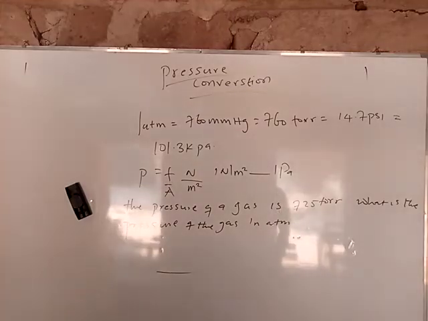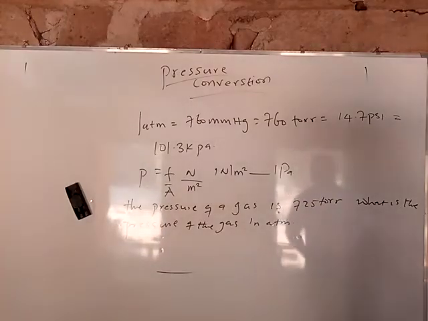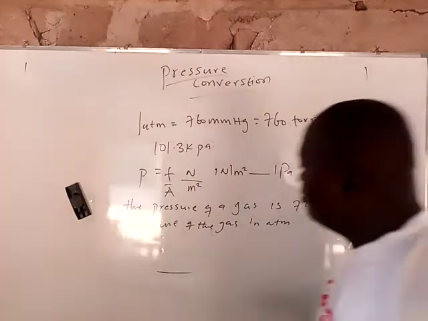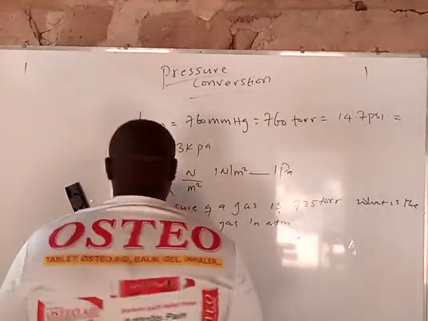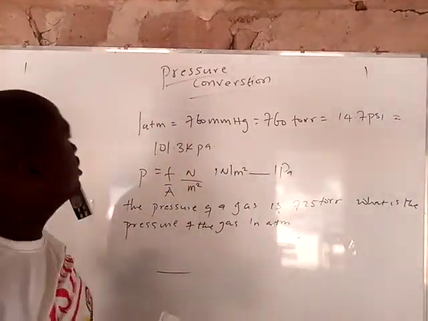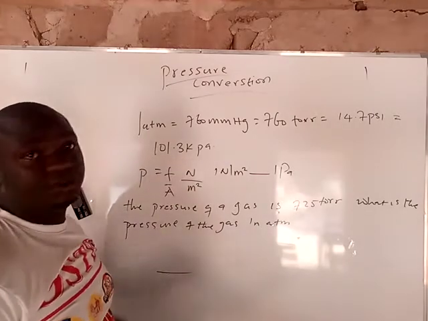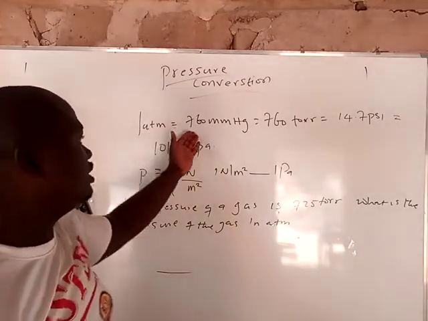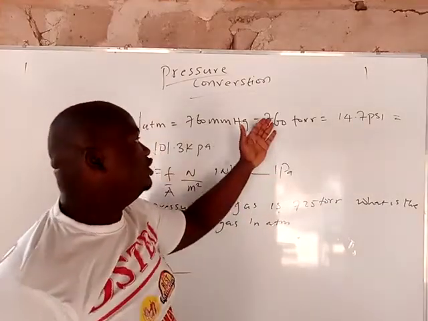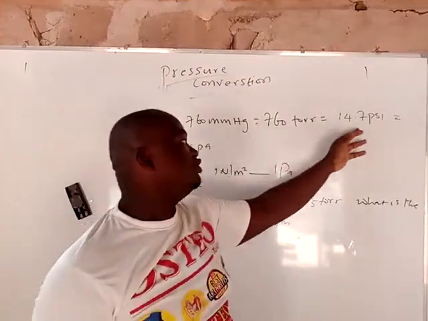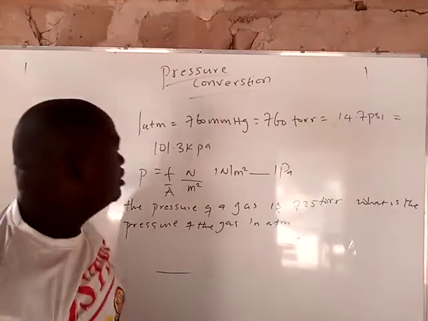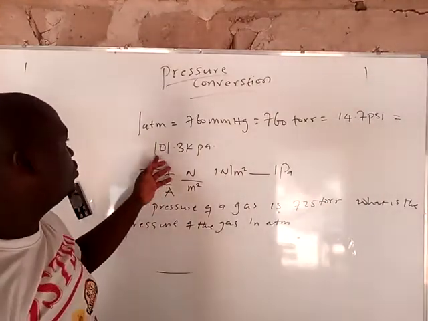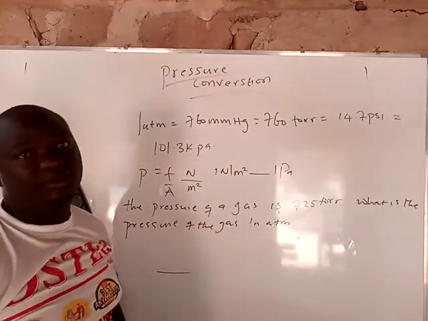Welcome, class. We want to talk about pressure conversion, having already uploaded a video on the universal gas constant. The next topic is pressure conversion. At STP, 1 atm is equal to 760 millimeters of mercury, is equal to 760 torr, and is equal to 14.7 psi, which is also equal to 101.3 kPa.